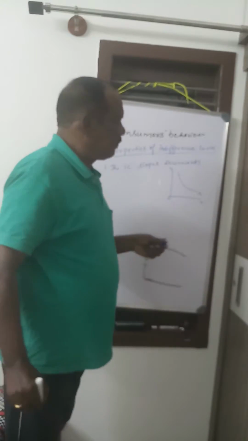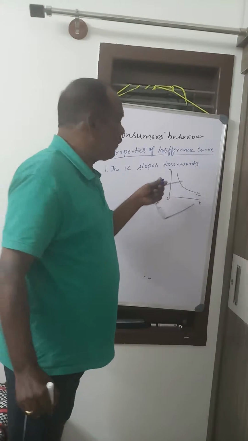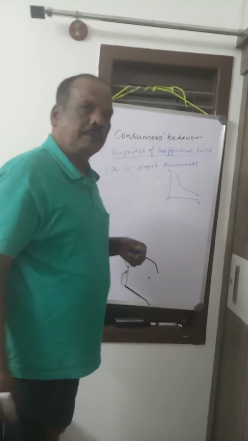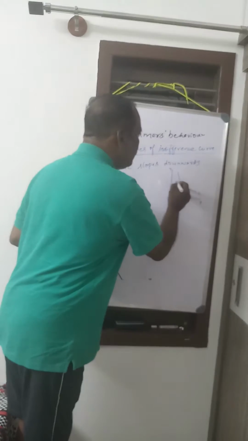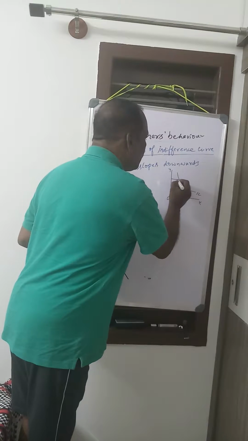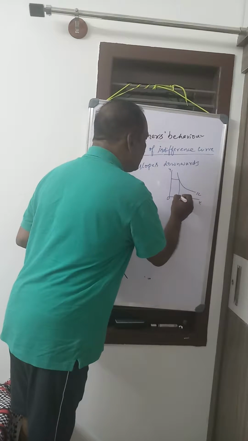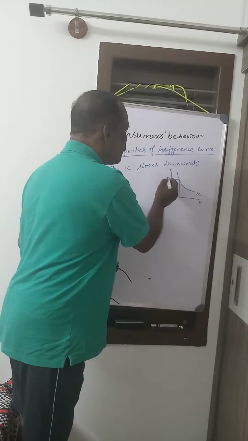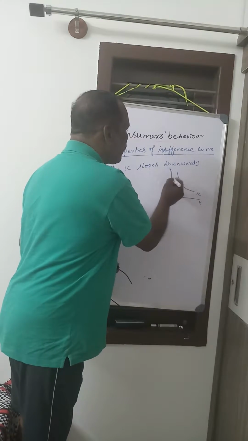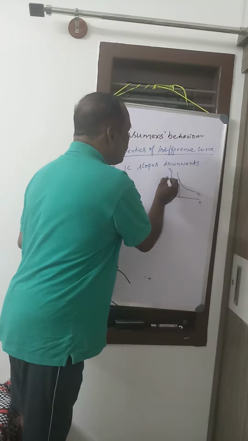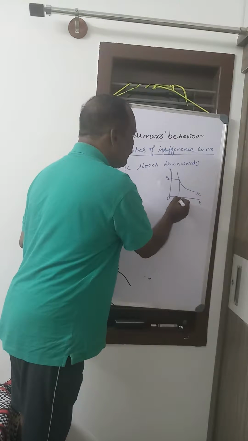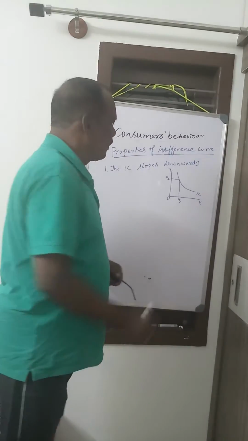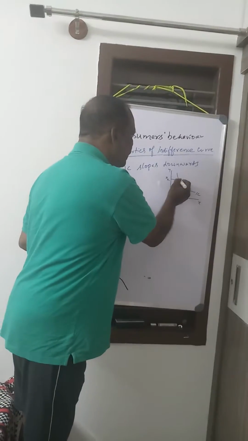So this is the indifference curve. It slopes downwards from left to right. Say, for example, the consumer is consuming this much of X2 and this much of X1, and this is the point, a combination.